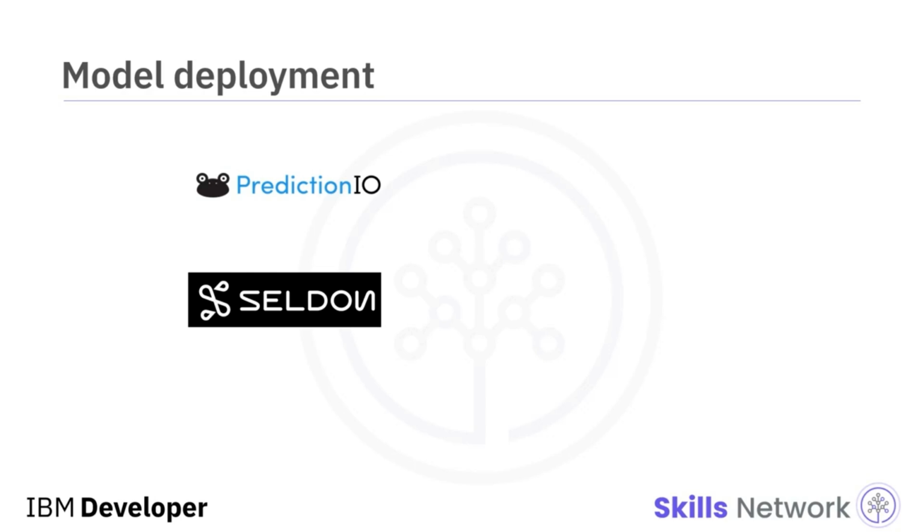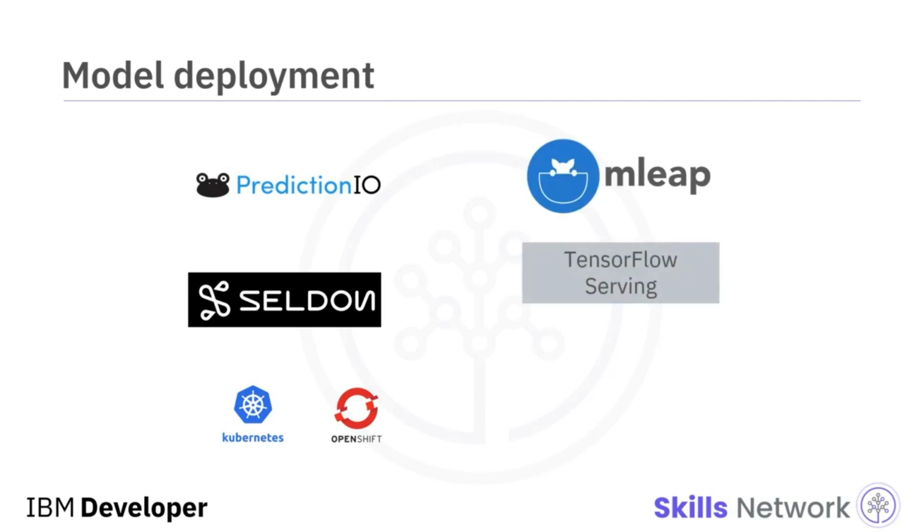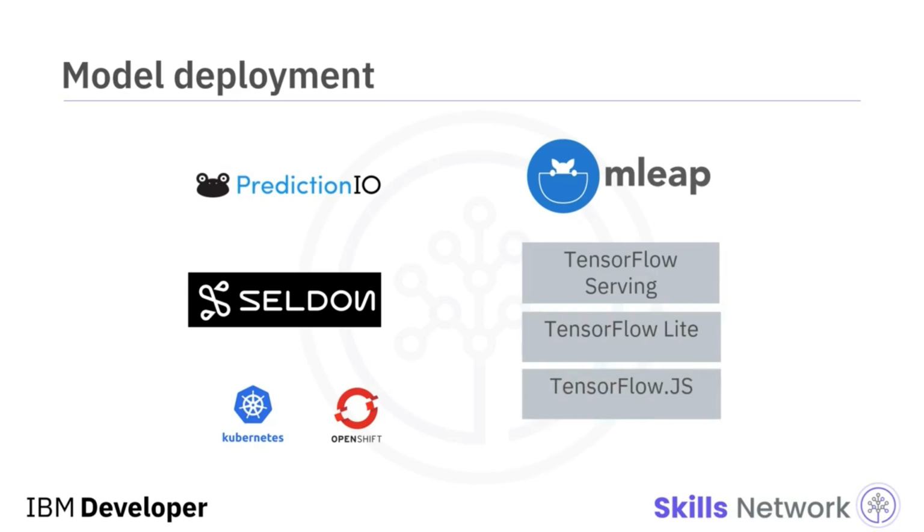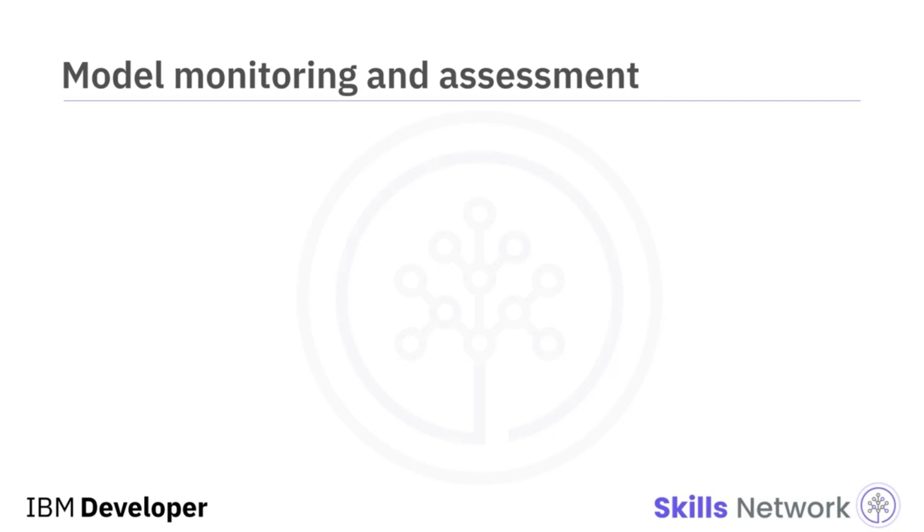Seldon is an interesting product since it supports nearly every framework including TensorFlow, Apache Spark ML, R, and scikit-learn. Interestingly, it can run on top of Kubernetes and Red Hat OpenShift. Another way to deploy Spark ML models is MLeap. And finally, TensorFlow can serve any TensorFlow model using the TensorFlow service. It can be an embedded device like a Raspberry Pi or smartphone using TensorFlow Lite and deployed to a web browser using TensorFlow.js.